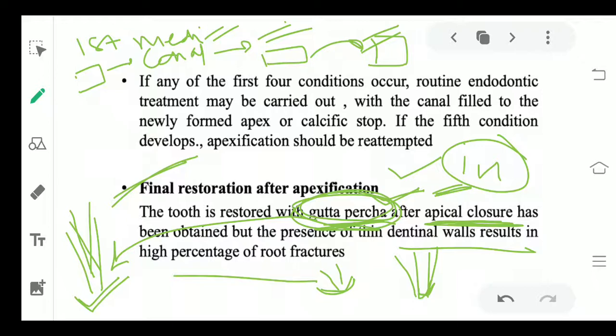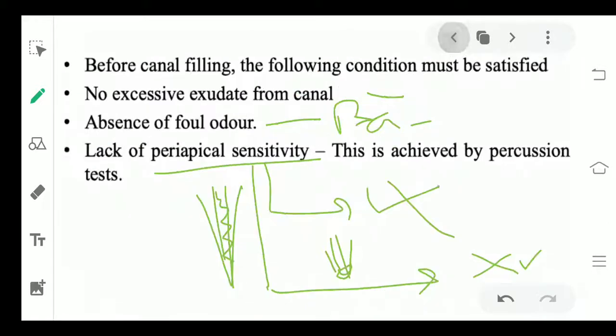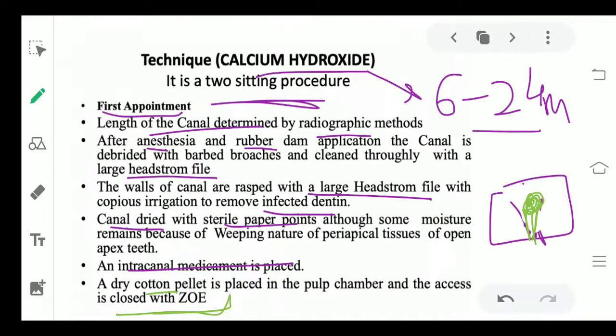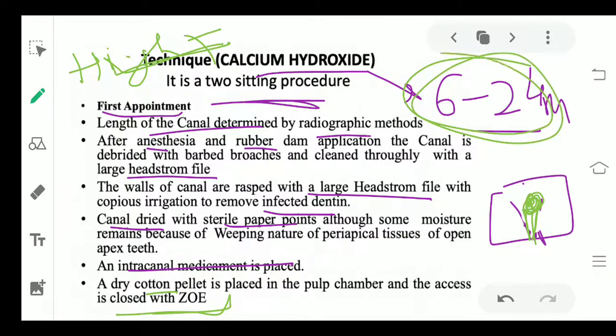Okay, and in this two sitting technique, there is a high risk of root fracture. So you have to remember that this calcium hydroxide technique which we studied is very commonly used, but it has a high risk of tooth fracture. You also have to keep in mind that it is a very time consuming procedure. Your patient gets irritated. Sometimes they leave the procedure in between because they don't want to come continuously for the whole 2 years. So this is a very time consuming treatment.